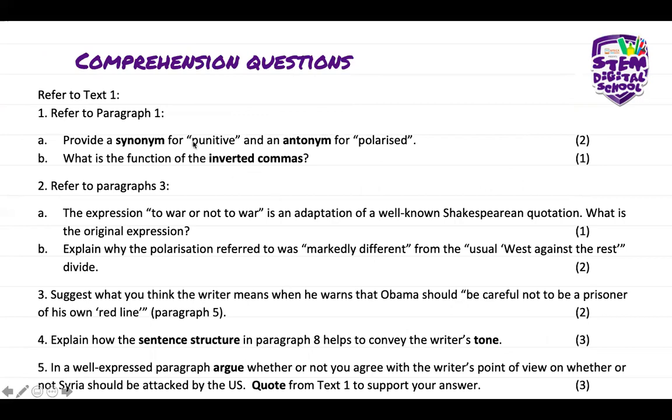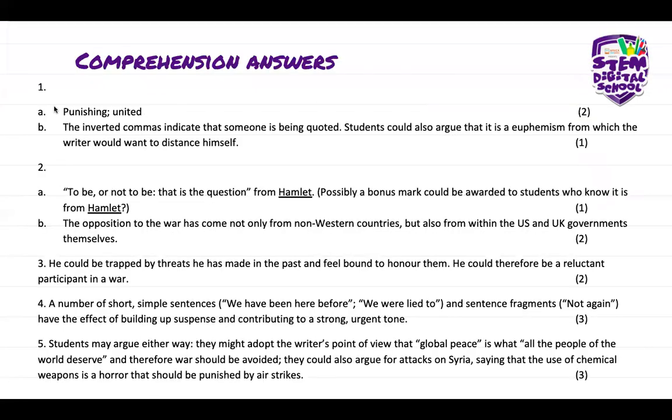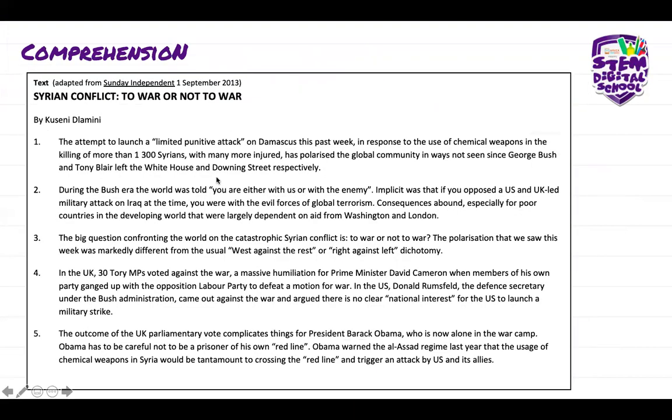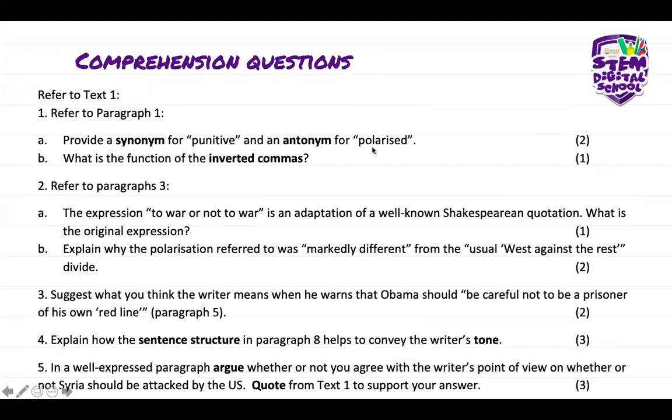So the synonym for punitive would be punishing or punishable. Punitive measures, or punishable measures, or punishing. Lovely. And then the antonym for polarized would be united. Remember, the word polar means on two complete opposite ends. Lovely.